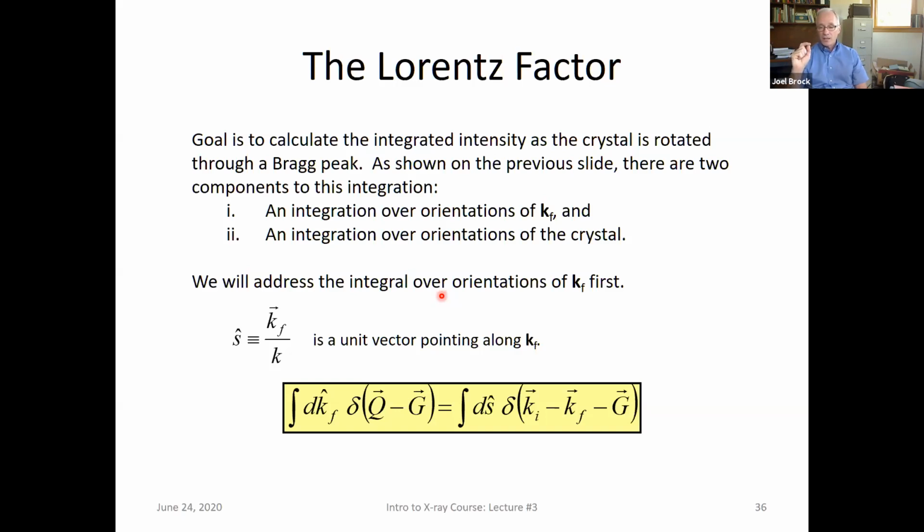What do we have to do? We'll take the integration over Kf first. I'm going to walk you through the algebra here, but it's only the answer that matters. So watch this and then just trust me, I guess. Let me define a unit vector in the direction of Kf, which I get by dividing the Kf vector by the magnitude of Kf. What I want to do is integrate over orientations of that final direction, of the delta functions. Now remember the delta function Q is just Ki minus Kf.